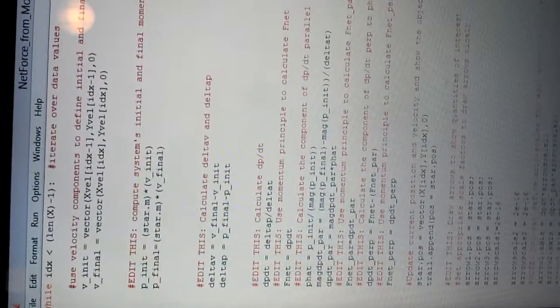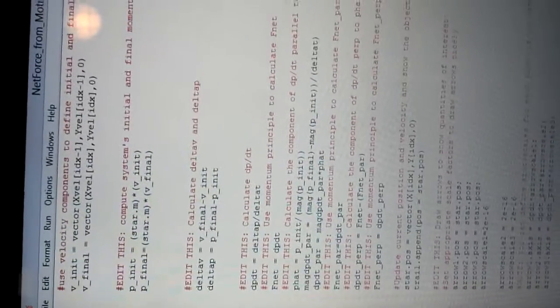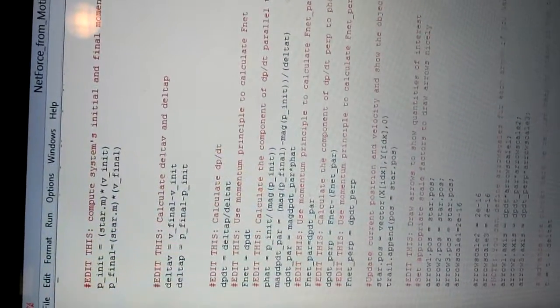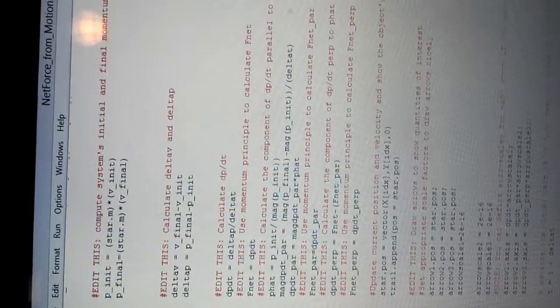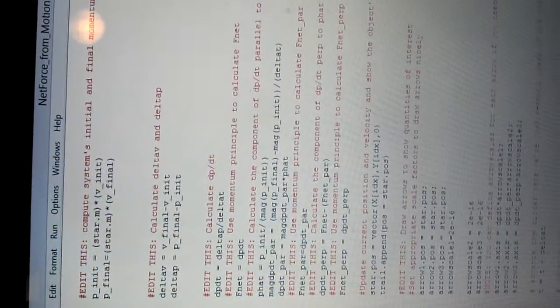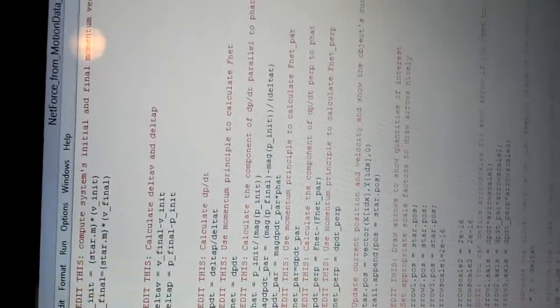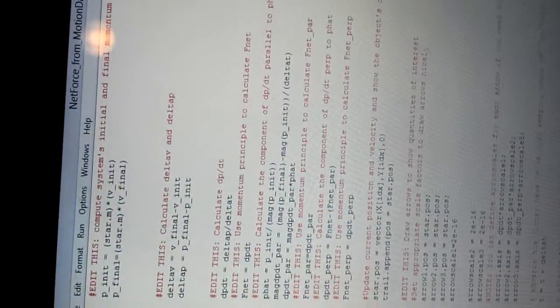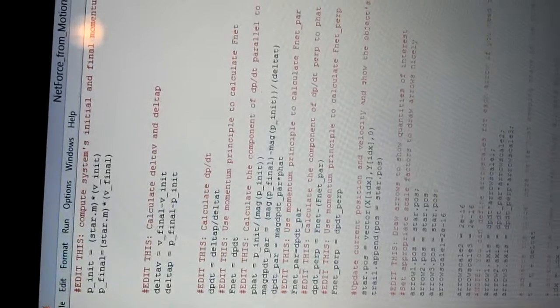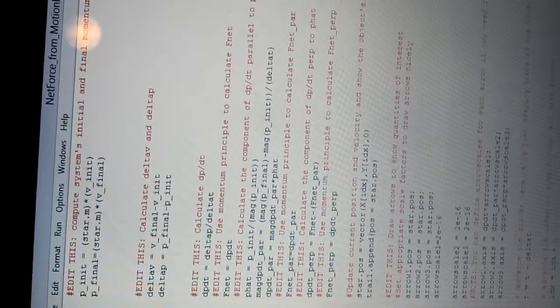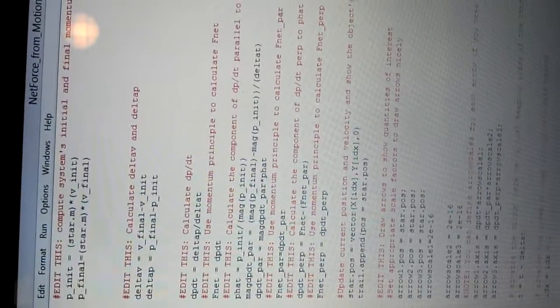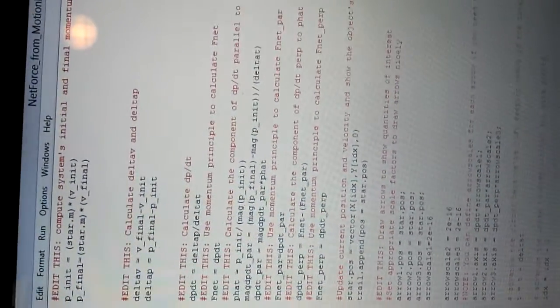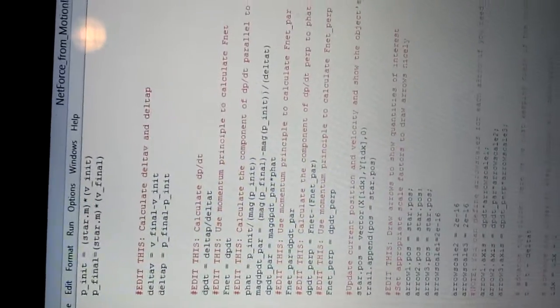Now, all we have to do is divide it by our time step, and that gives us the change in p over the change in t, which is equal to our f net. Now, the f net is made out of a parallel and perpendicular component. The parallel component, as you can see here, is just the change in magnitude over the change in time multiplied by the direction. And our perpendicular component is f net minus that parallel, or it's just a change in direction over the change in time multiplied by the magnitude of the force.